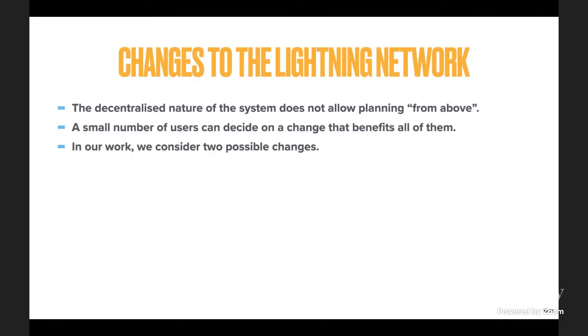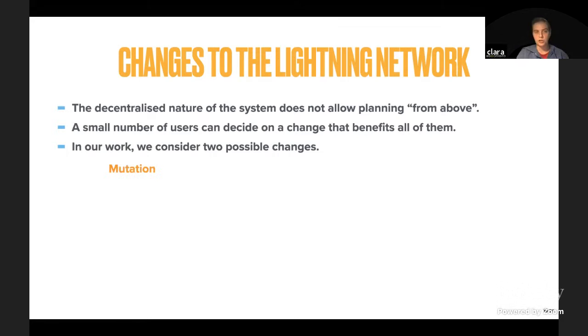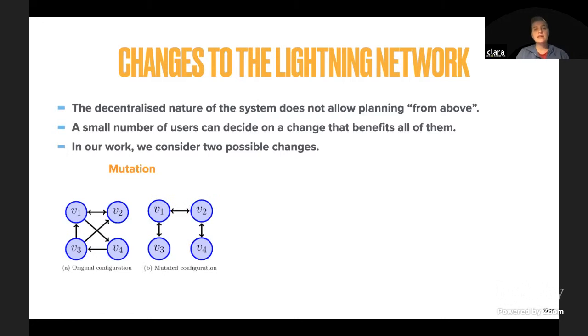In our work, we're considering two possible changes. The first we call mutation. So we're assuming there are 4 vertices, for example, but in general, there's a small group of vertices with channels between them. And then they can talk to each other, think about this and say, okay, we should close all the channels we have and reopen this new structure here because it benefits everybody.